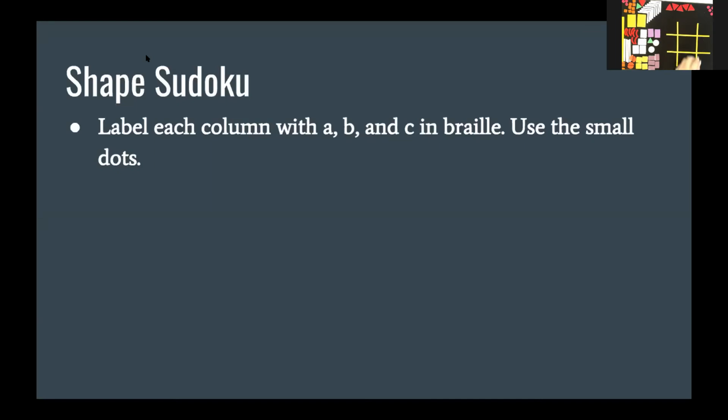So we need our little dots on top of the left column. So, and you want to put it above since we're labeling. We're not putting anything in the boxes just yet. We're going to put one small fuzzy dot. One dot in Braille is the letter A. So it's going to go above that left column.